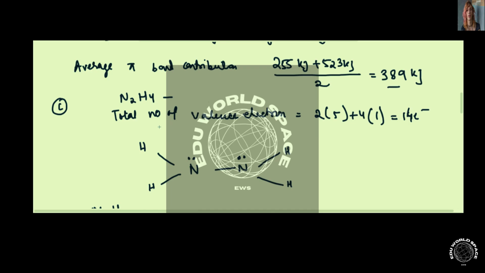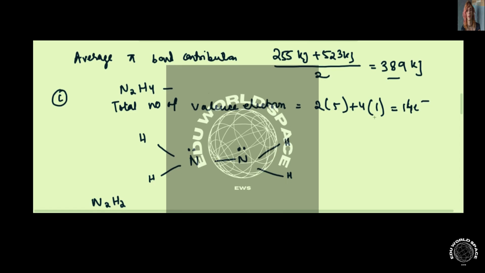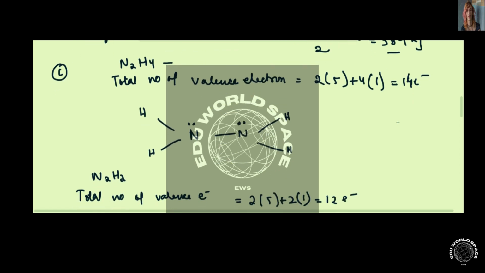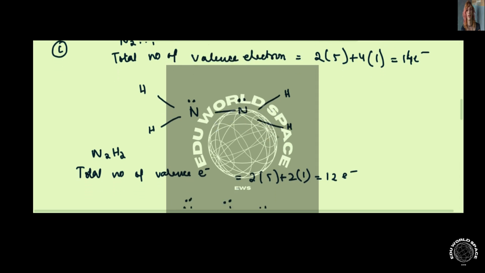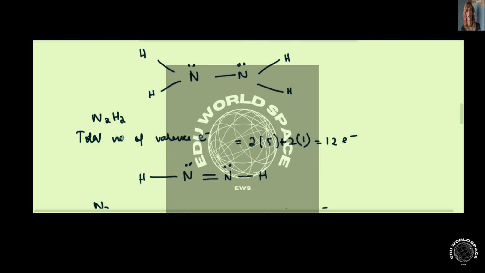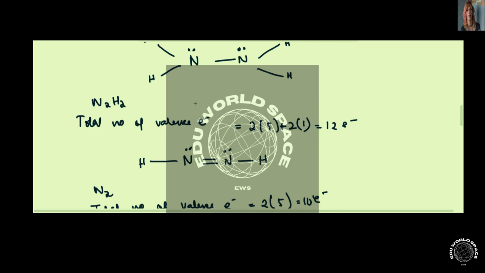The C part says to draw the Lewis structure of N2H4. N has 5 and H has 1 valence electron. The total number of valence electrons can be calculated as 14 electrons. So the Lewis structure can be drawn as this. Each N atom has 3 bonding domains and 1 non-bonding domain. The electron domain geometry is tetrahedral, thus N is sp3 hybridized.